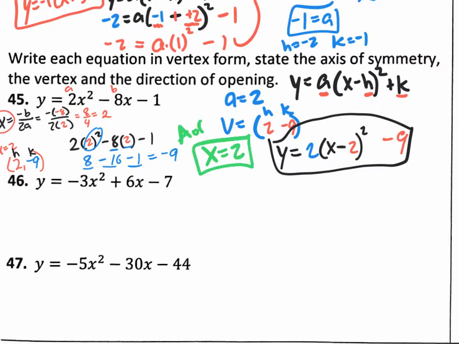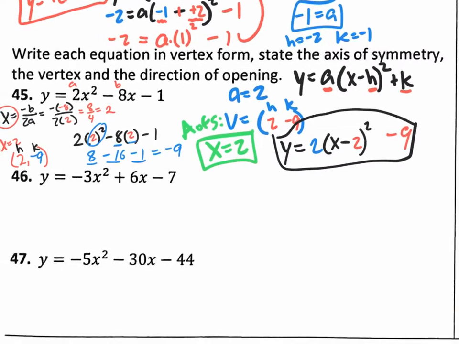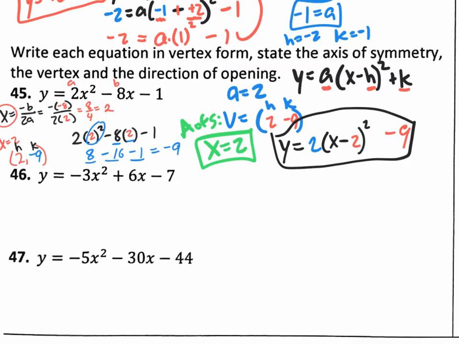That's the axis of symmetry. It's x equals 2. And it says the vertex, we already stated the vertex, it's 2, negative 9. And it says the direction of opening. So does this parabola open up or down? Up. So we also need to write that it opens up.